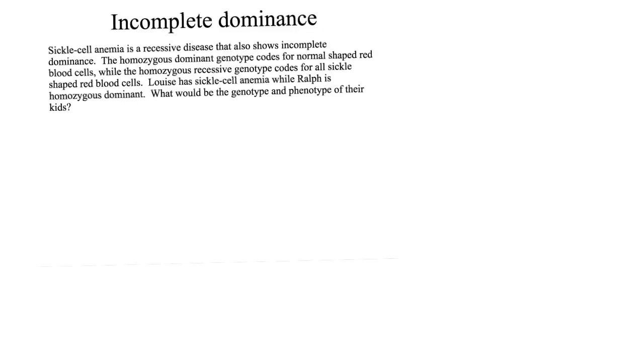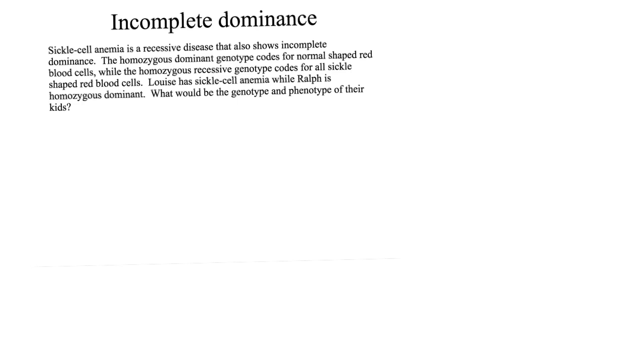The next type of problem is called incomplete dominance. Here you've got to remember the definition of incomplete dominance. That's when the dominant allele cannot completely cover up the recessive allele. And so if you have a dominant allele next to a recessive allele, a heterozygote, that individual will show a blended look. They will look in between the two extremes, and that's what you see with incomplete dominance.